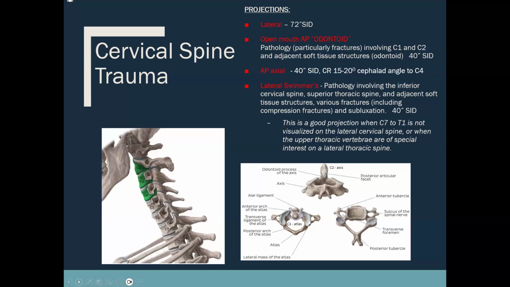And I know you guys know all of this stuff. This is a good projection when C7 and T1 is not visible on the lateral C-spine. And if you guys do spines, I'm sure you have done plenty of these. Gosh, this should be simple, guys.